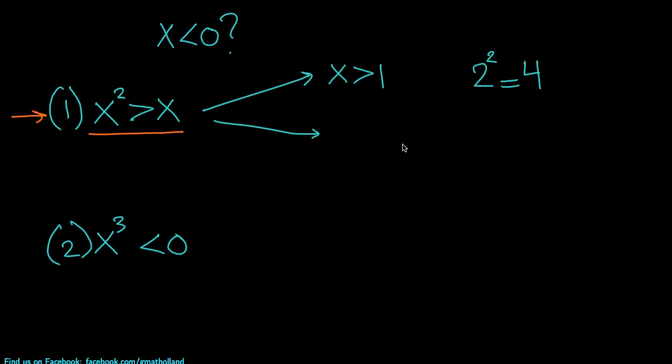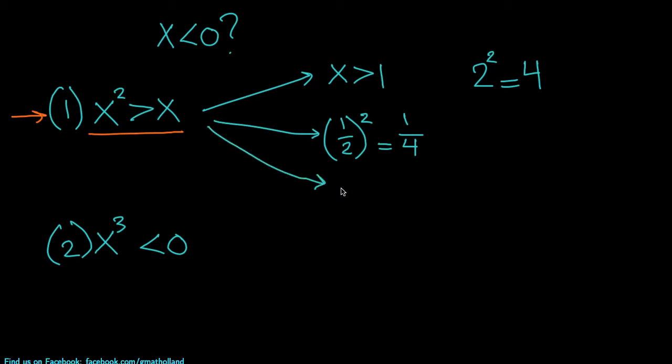Secondly, we note that x cannot be between 0 and 1. Because if x is, for example, a half, then a half to the power 2 becomes 1/4, which is actually smaller than a half. That's because fractions to the power 2 become smaller.